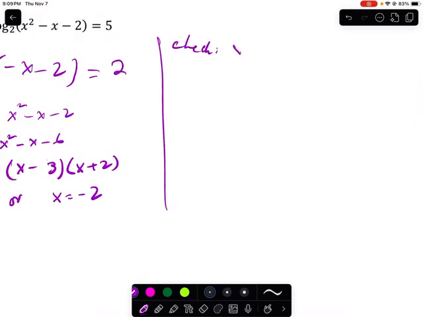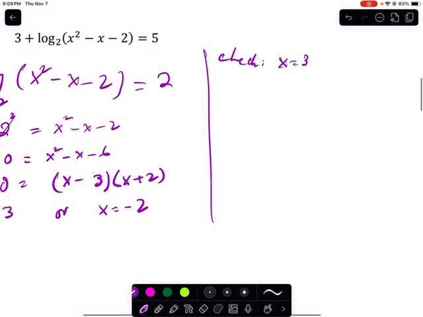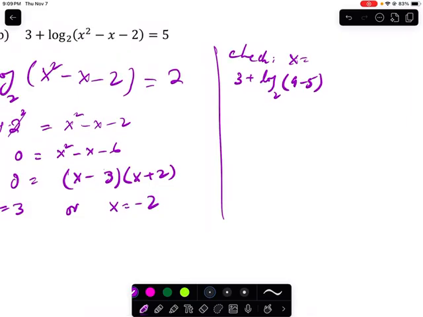So we check x is equal to 3 in the original equation. So 9 minus 3 minus 2, which is 9 minus 5, or you can directly say 4, and on the right 5. So we have 3 plus log base 2 of 4 equals 5, but what is log of 4 base 2? So log of 4 base 2 equals what? How do you need to think about it?